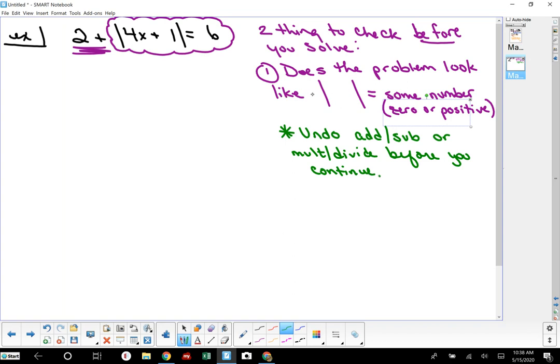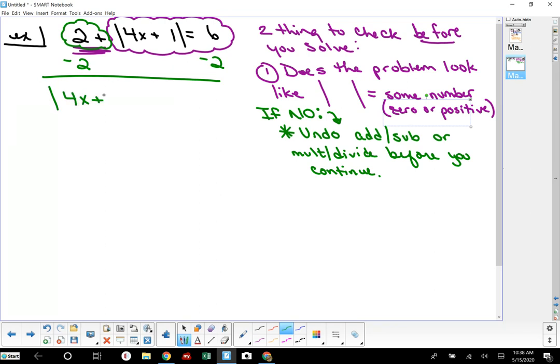Okay, so if the answer to part 1 is no, you need to make sure that this happens first. So what I mean by that, this little guy has to go away. So it's 2 plus the absolute value, so I'm going to subtract off 2 and subtract off 2. That's going to now leave me the absolute value of 4x plus 1 is equal to 4. And now I have absolute value right here equals some number, and that number is 0 or positive. So now our problem meets criteria number 1.